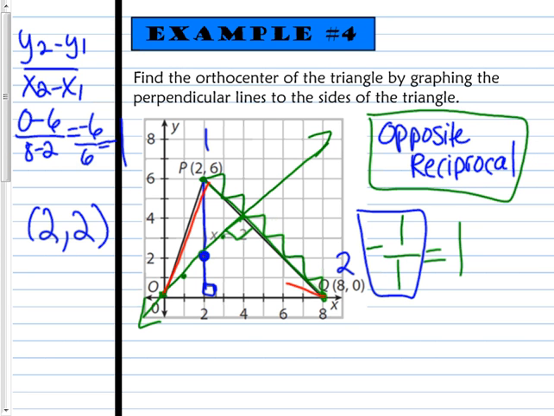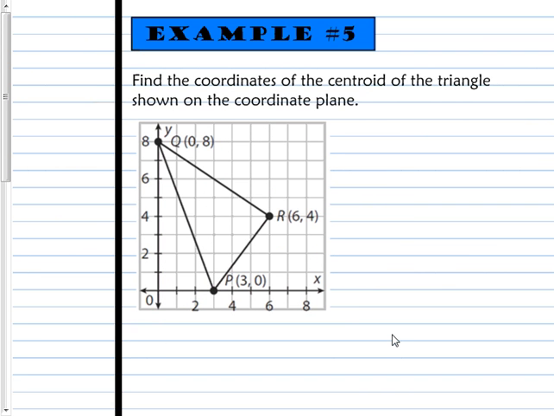So when you have a picture, you can just count the slope. But if you don't have a picture, then you will need to use the slope formula. Okay, so that was orthocenter. That's dealing with altitudes. Last problem. Find the coordinates of the centroid of the triangle shown on the coordinate plane.